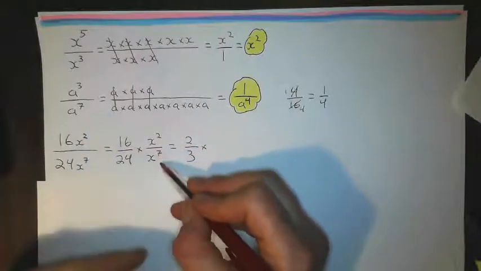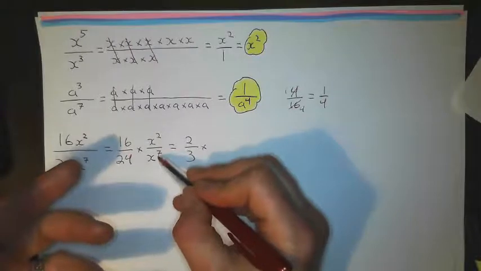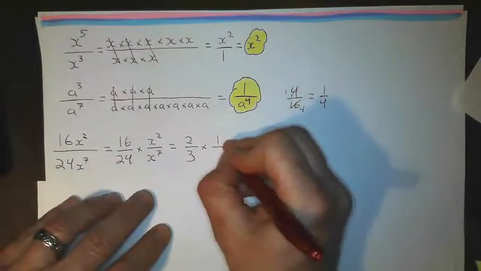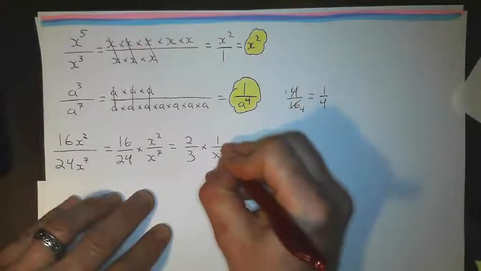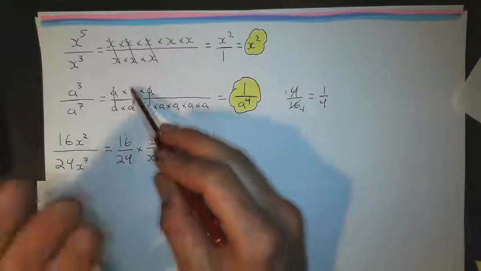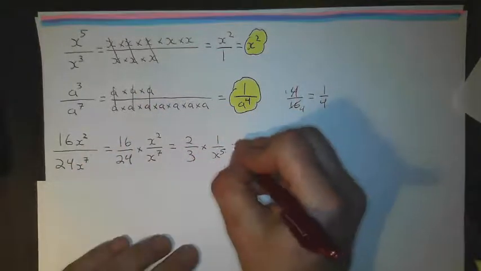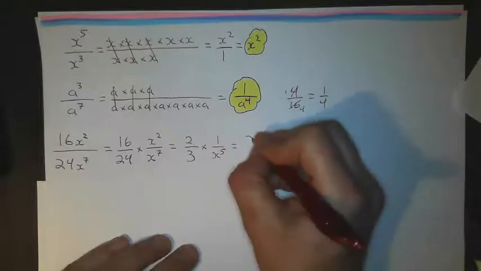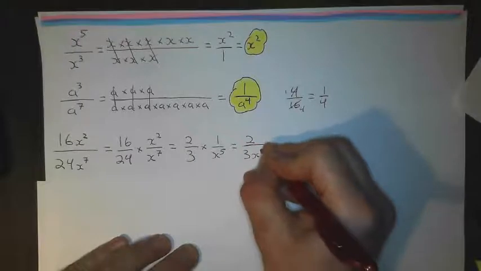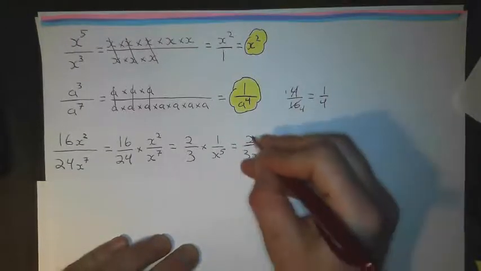Now here, we're going to do our thing. Now where are most of the x's? They're on the bottom. How many more x's are on the bottom? 5. If I were to cross-cancel here, I'd cross-cancel 2 on the top. So I'd get 1 over x to the 5. And I didn't write it in full this time. Okay, I just kind of did this part in my head. So now we multiply across. 2 times 1 is 2. And 3 times x to the 5th is 3x to the 5th.